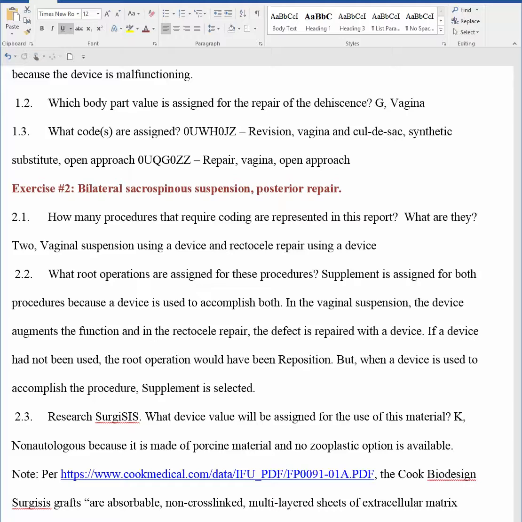Number 2.2, what root operations are assigned for these procedures? Supplement is assigned for both procedures because a device is used to accomplish both. In the vaginal suspension, the device augments the function, and in the rectocele repair, the defect is repaired with a device. If a device had not been used, the root operation would have been repositioned. But when a device is used to accomplish the intention of the procedure, supplement is used.